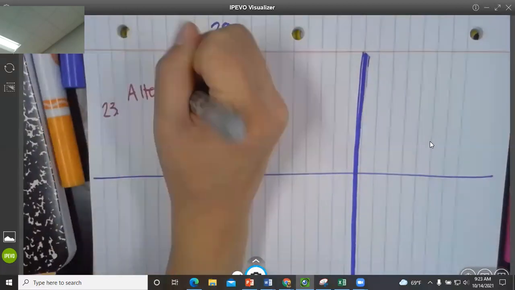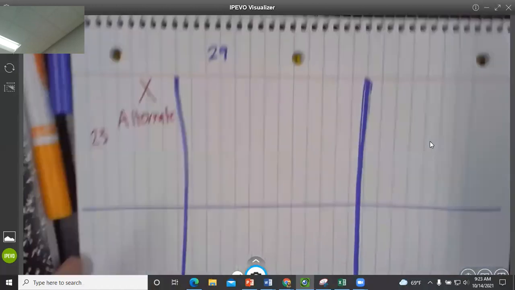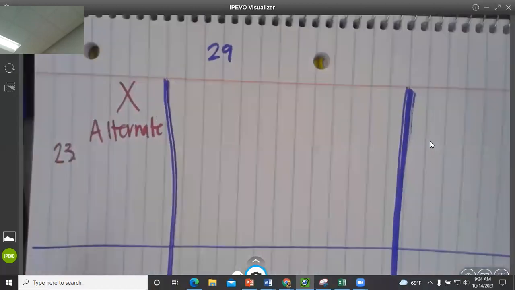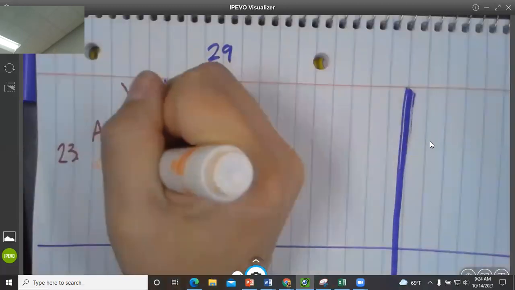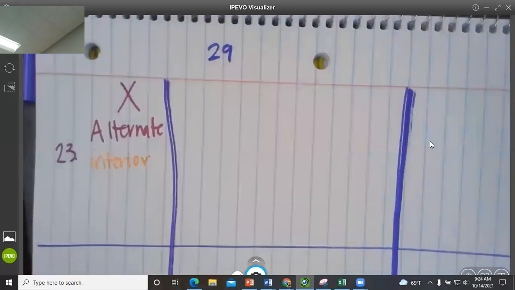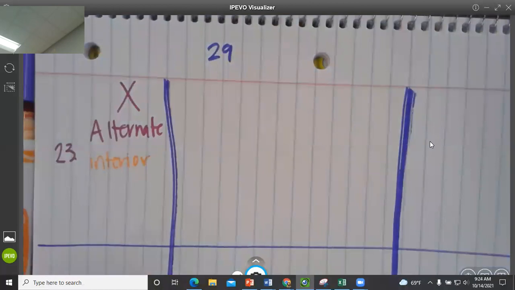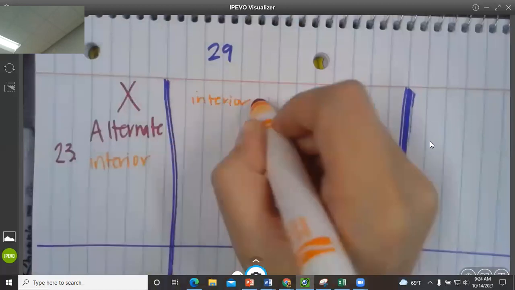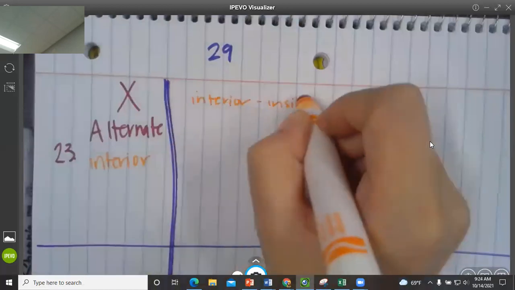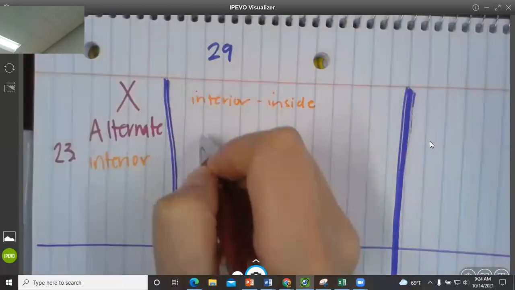When you think of alternate, it's opposite side, but not just like, it has to make an X. So completely kind of different from it. Alternate interior will be the first one that we talk about. Interior, same thing, inside. So these both have to be in the inside. All right, so let's do some examples to make sure everybody gets it.